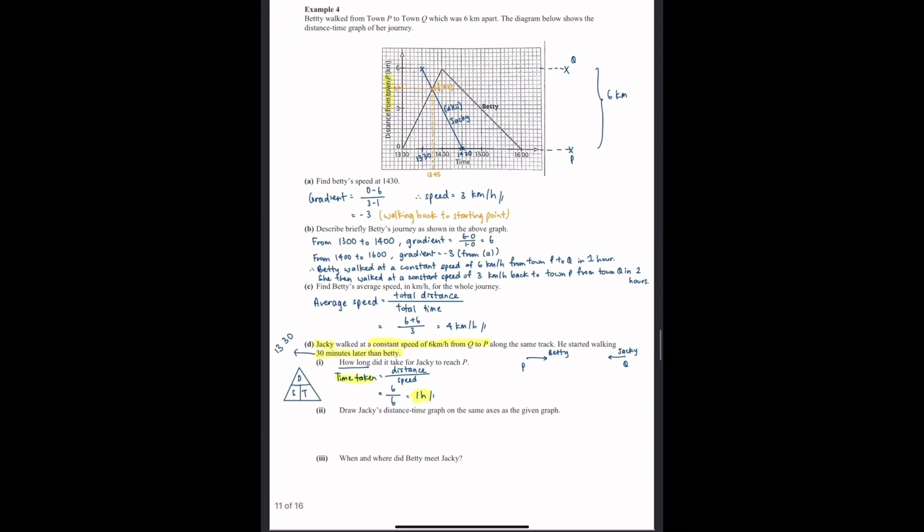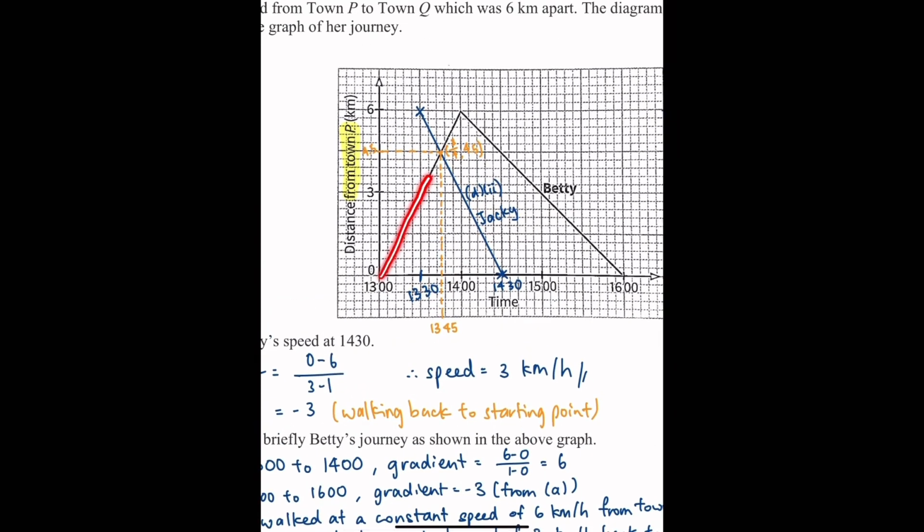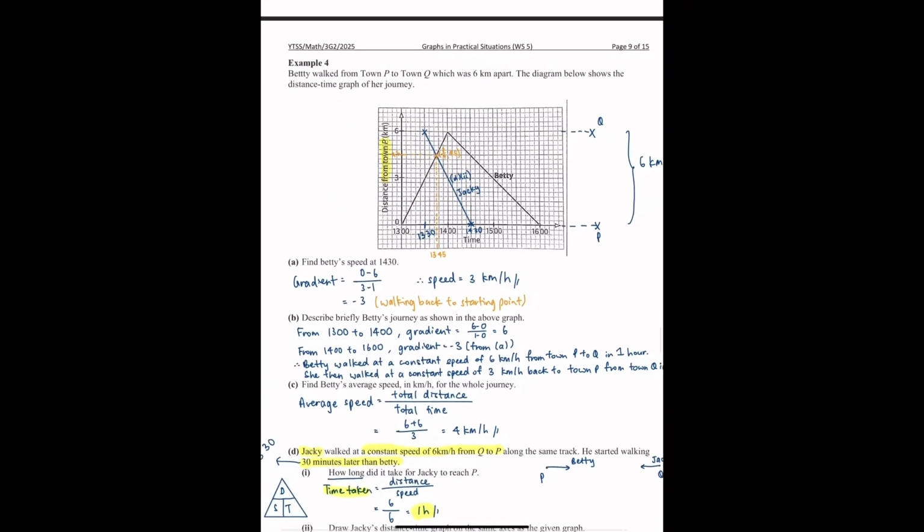Okay, so when and where did Betty meet Jackie? Betty met Jackie at the time 13:45 or 1:45 p.m. after Betty had walked 4.5 kilometers from P. So Betty had walked 4.5 kilometers from town P. So that's how you explain for D part 3.